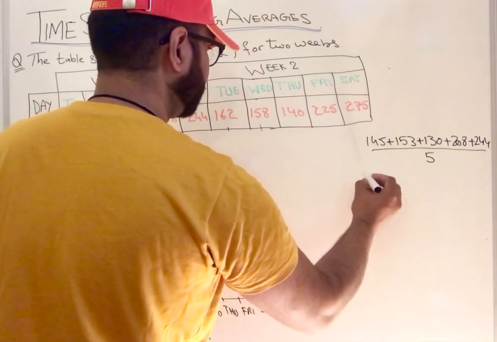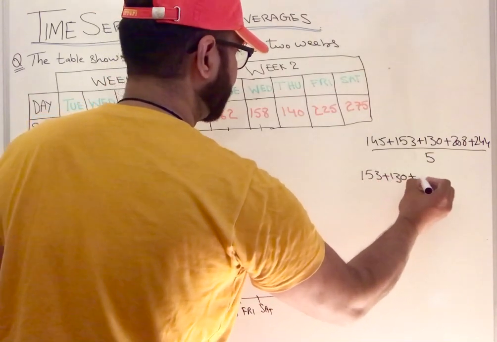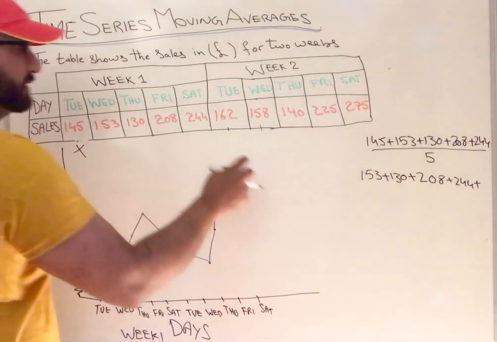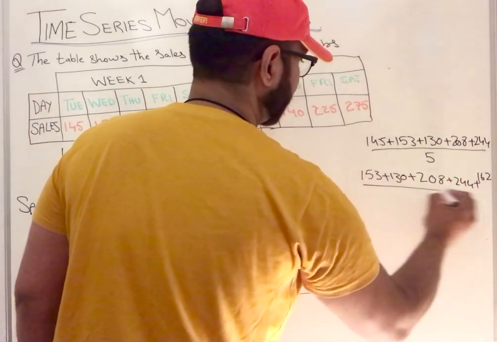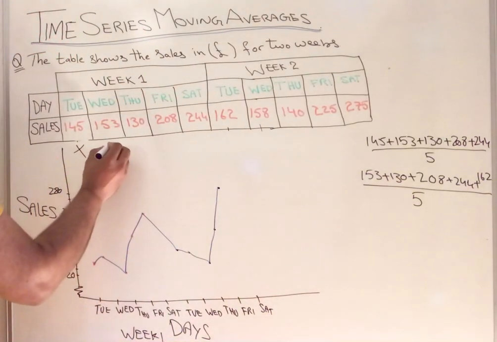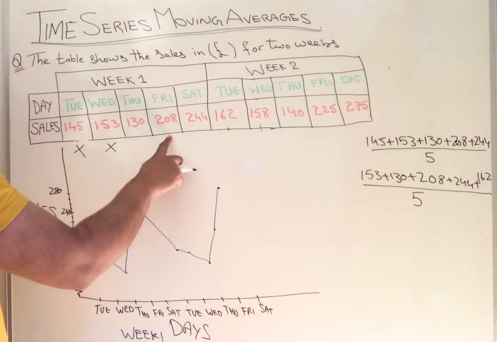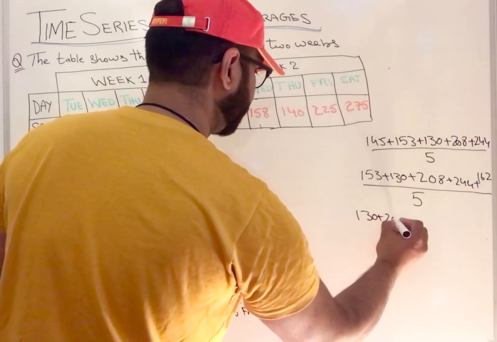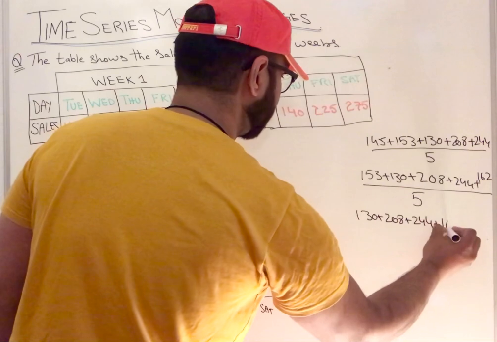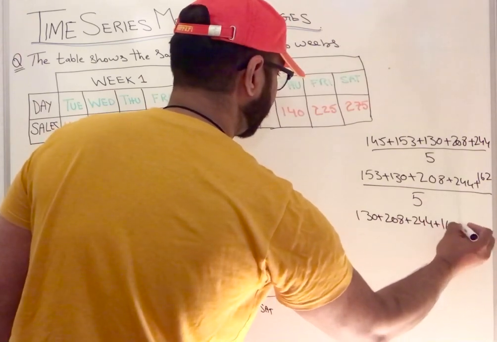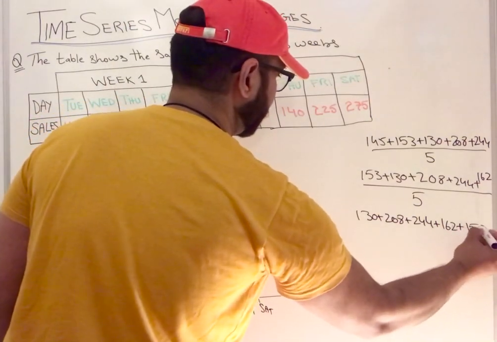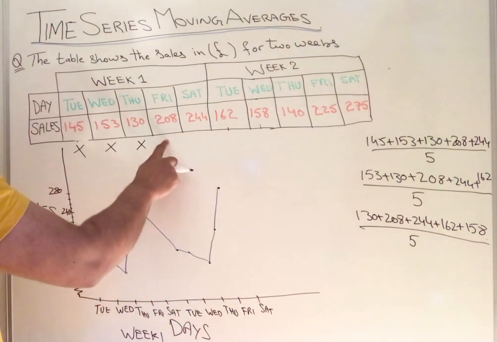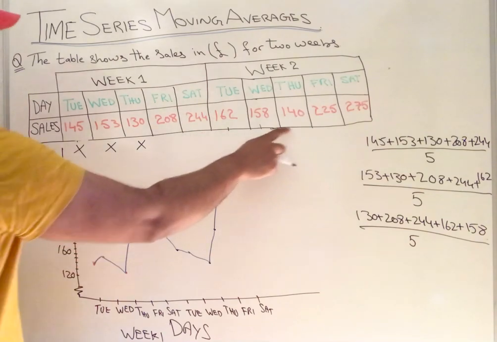Now we need to remove that one and go further. 1, 2, 3, 4, 5 now. So 153, 130, 208, 244 plus 162, over 5. Then we remove that one and move further: 130, 208, 244, 162 and 158. Then we remove that one again and go further. Write it down here.